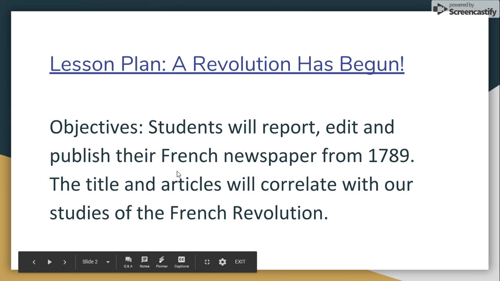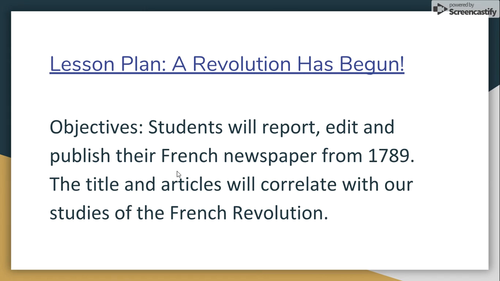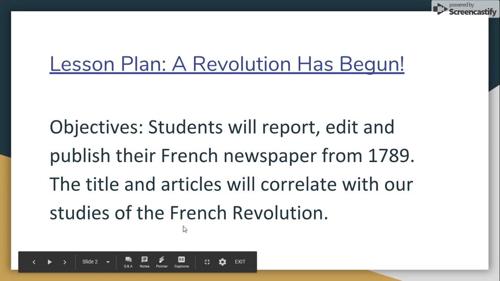The lesson plan that I selected is called A Revolution Has Begun, and it's about helping students understand the French Revolution by writing newspaper reports as if it were France in 1789. The titles and articles will correlate with the studies that the students do of the French Revolution. And this lesson appealed to me because I used to be a newspaper reporter and I also love French history.